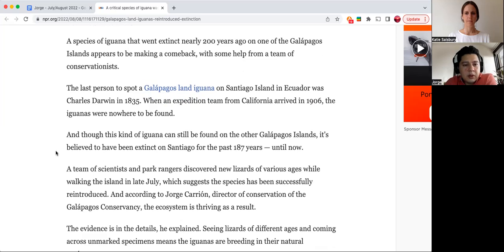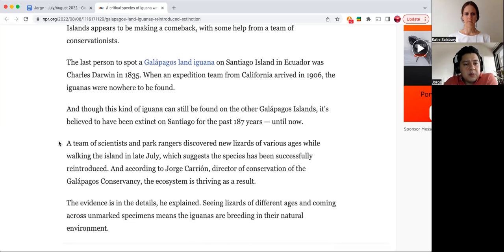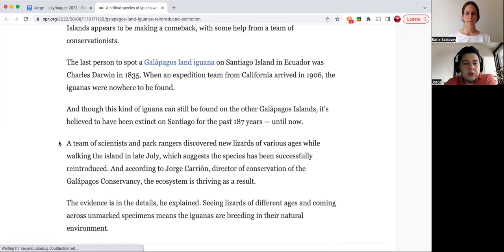And though this kind of iguana can still be found on the other Galapagos islands, it is believed to have been extinct on Santiago for the past 187 years until now. A team of scientists and park rangers discovered new lizards of various ages while walking the island in late July, which suggests the species has been successfully reintroduced.